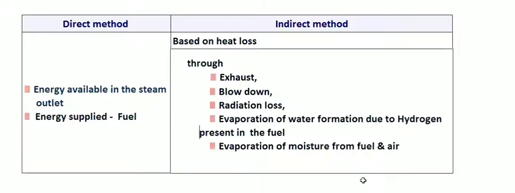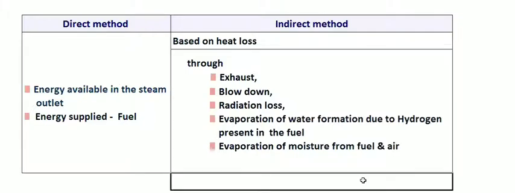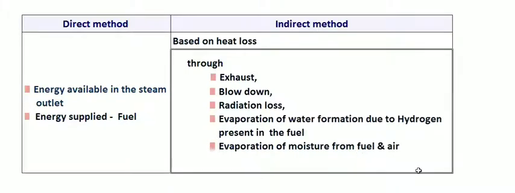And then evaporation of moisture. In the air, definitely the moisture content will be there. That also will get heat and be converted to water vapor, and it also passes through the exhaust. And fuel also will definitely have moisture. Fuel also will take the heat energy. So these things we want to account for. So 100% is the efficiency, and these are the losses. So 100 minus these losses, we will get the efficiency of the boiler.